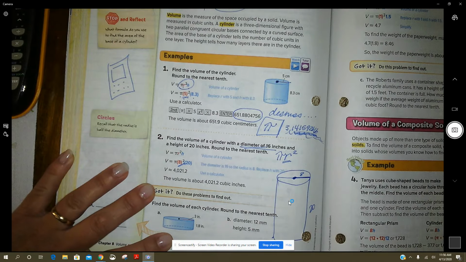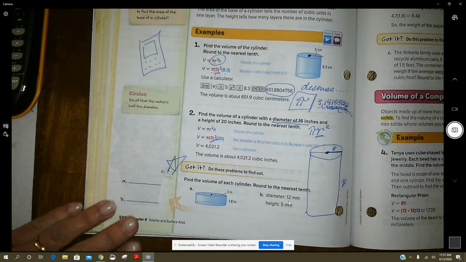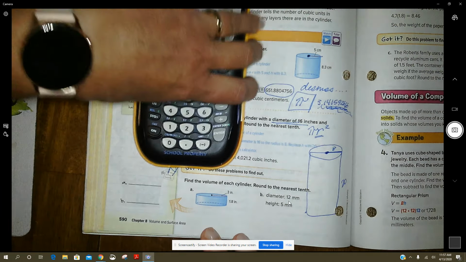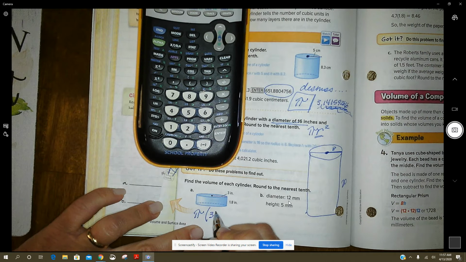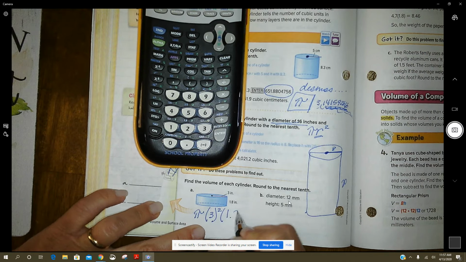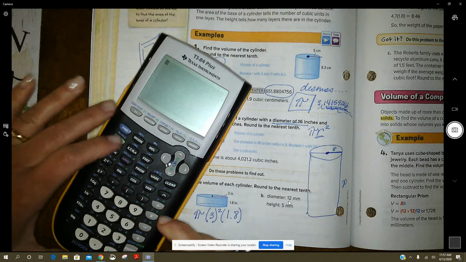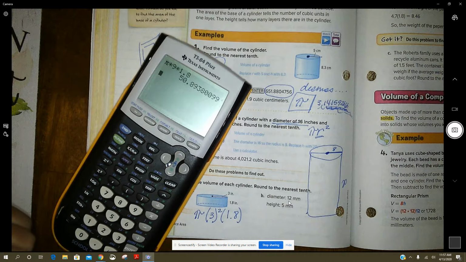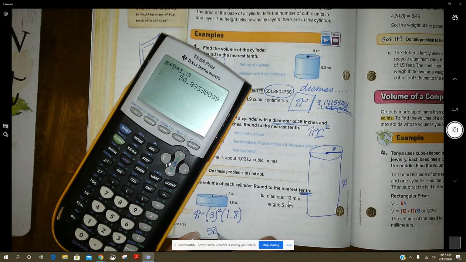So here's our cylinder. All right, let's go take a look at the Got it problem at the bottom of the page and see how well we can get it. So we're going to do pi times r, which is 3, so 3 squared, and then times 1.8. Again, I want to use the pi button on my calculator. So here we go. Pi times 9 times 1.8 is about, and it says round to the nearest tenth, 50.9. That is my answer to part A.